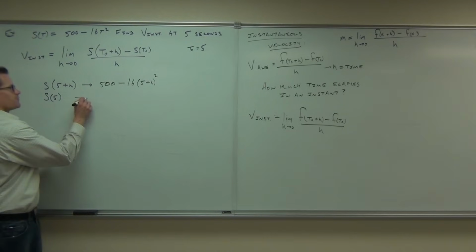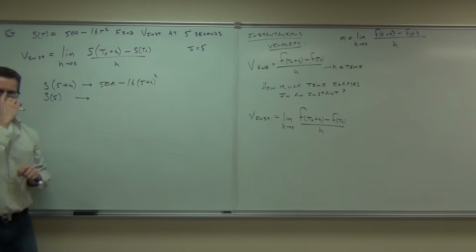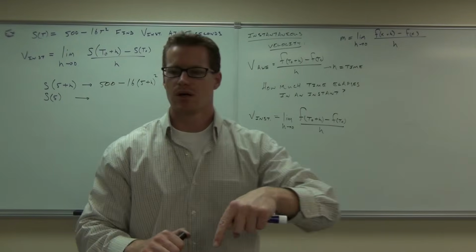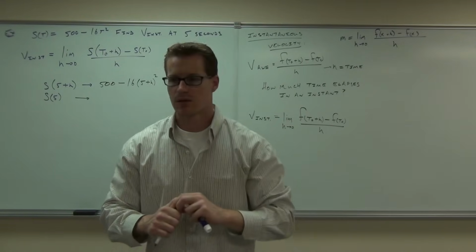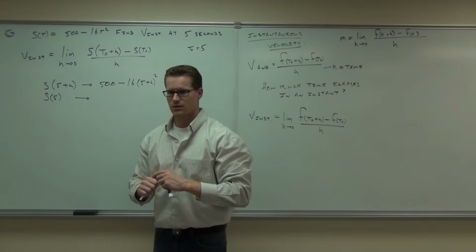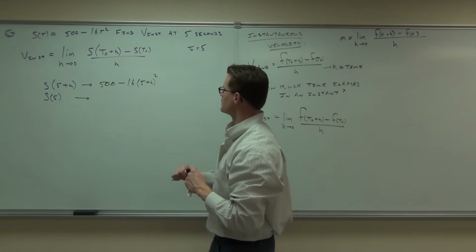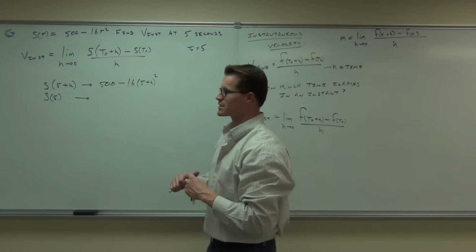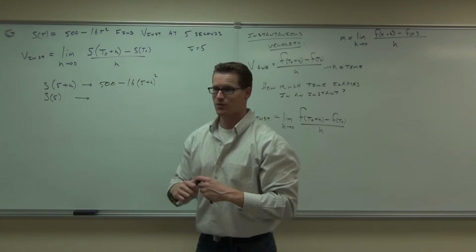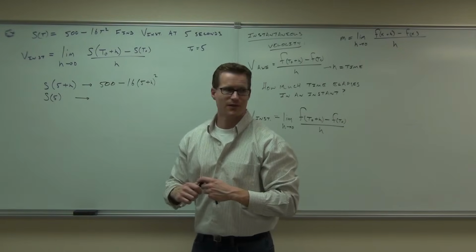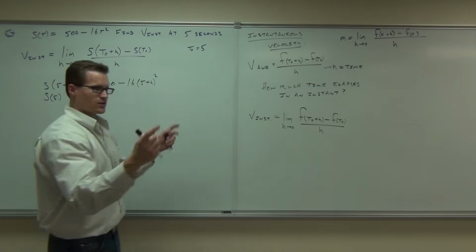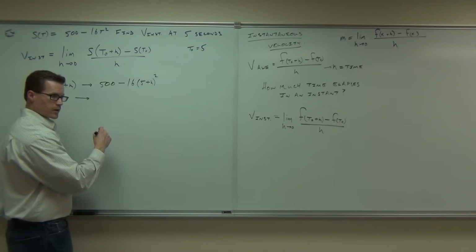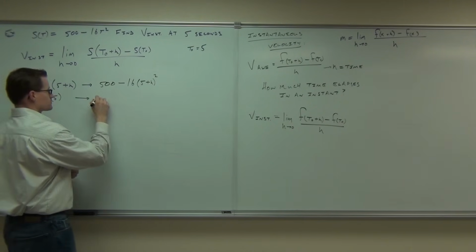How much is s of 5? S of 5 says take 5, plug it into your function. What do you get? 500 minus 16 times 5 squared. So 500 minus 16 times 25. I have no idea what that is. Help me out with that. Y'all have calculators? Go quick. How much? I think it's 100? 100. I'll believe you.